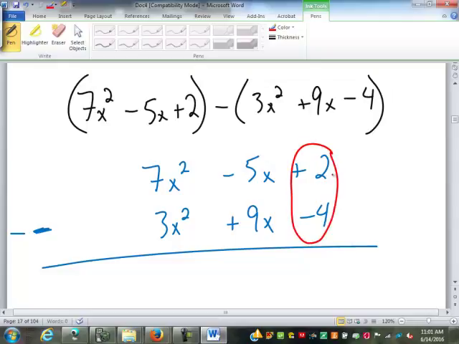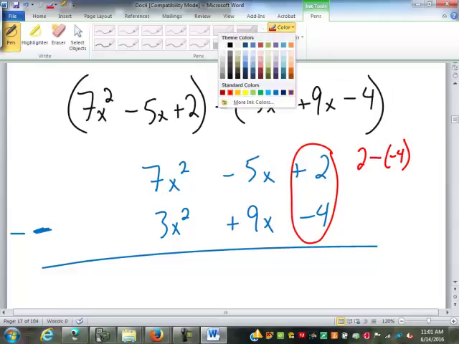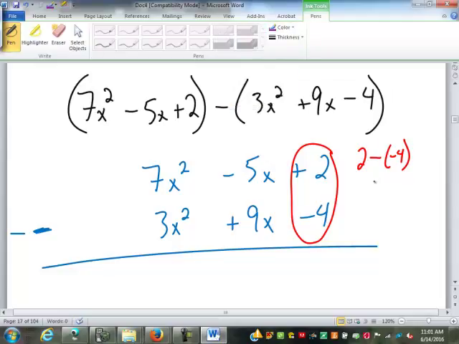This is 2 minus a negative 4. Now, because there's negatives involved, I'm going to change this to addition. 2 minus a negative 4 becomes 2 plus positive 4. We add the opposite. The opposite of negative 4 is a positive 4. So 2 plus 4 is 6. That's a positive 6. Looks funny, doesn't it? Whereas 2 minus a negative 4 is 2 plus 4.